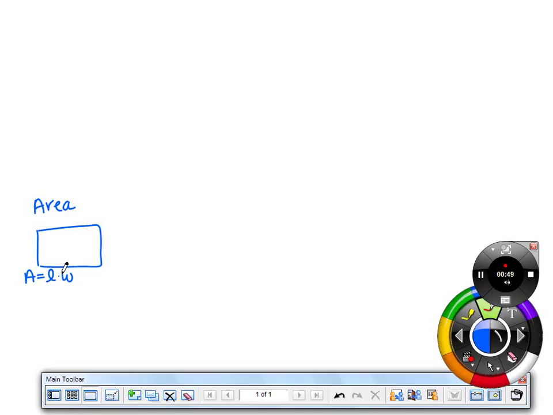So the first thing we're going to do is say, let's say that you knew the side lengths. Let's say it was a square, just to make our calculations a little bit easier, so that means our length and our width are the same. And let's say that the square was 3 by 3. So the area then of my square would be what? 9, okay?